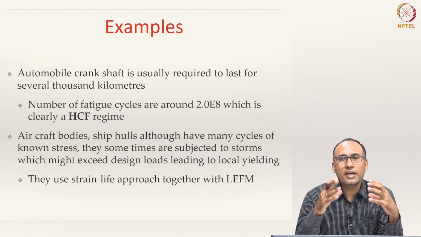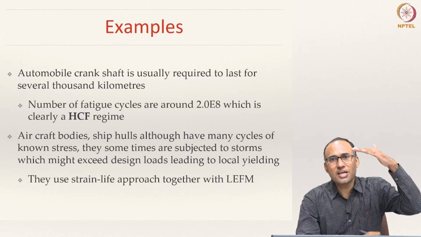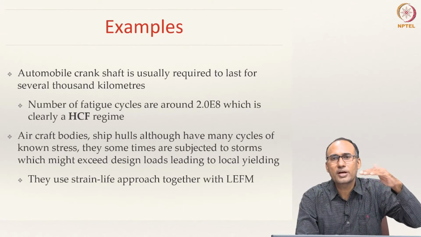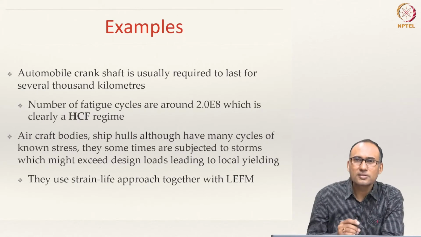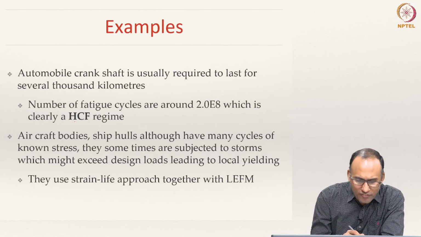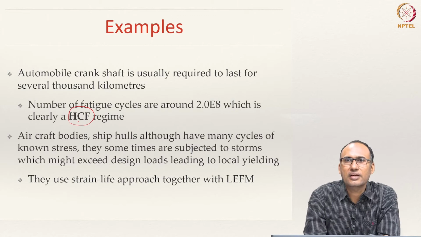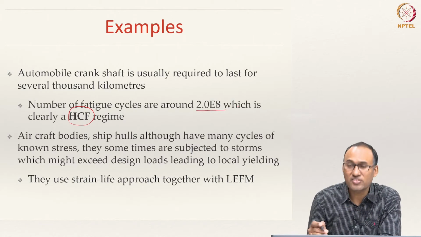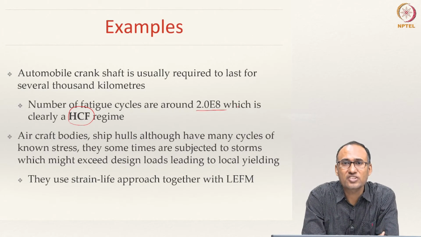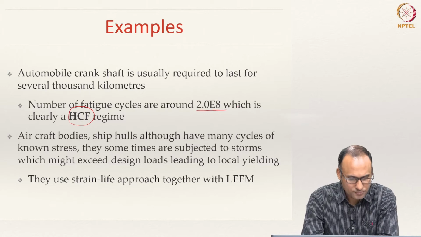Since you are expecting an extremely large number of cycles, you have to ensure that the stress amplitude you are applying on this component is relatively low, and as a result the automobile crankshaft qualifies as a component that is designed for high cycle fatigue. Typically the number of cycles you would expect is about 200 million cycles for a crankshaft, and that is why it is designed as a high cycle fatigue component.